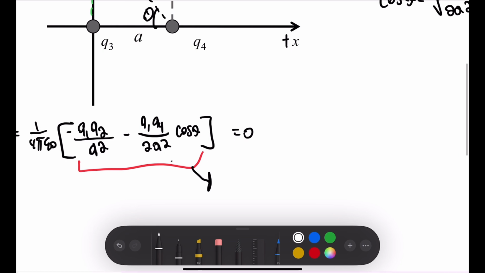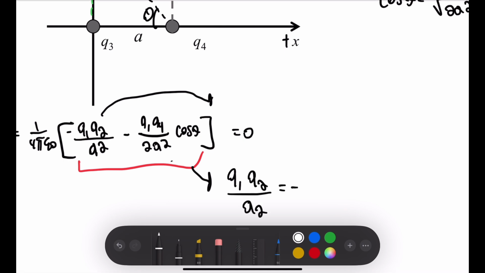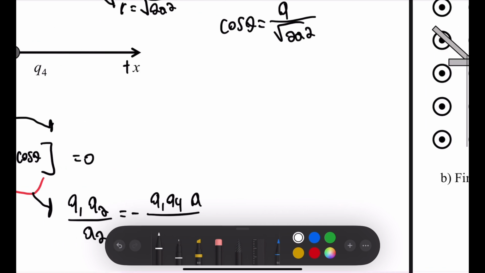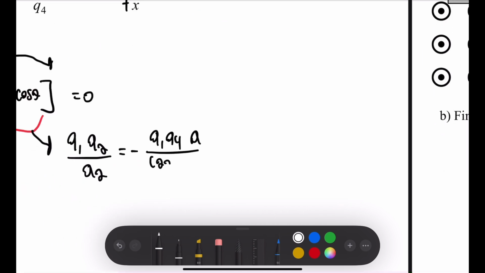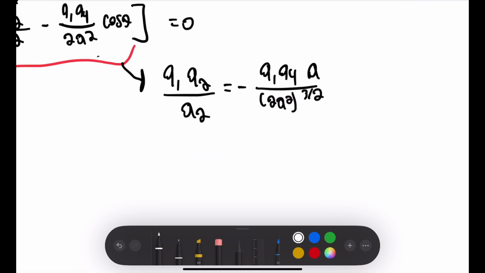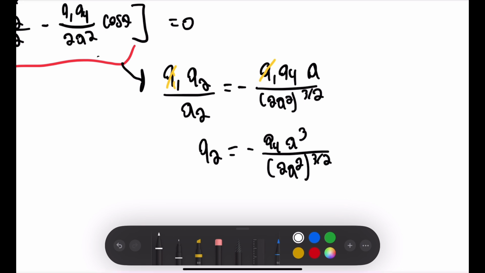I want to solve for Q1, so I'm going to move this to the right side. I get Q1 Q2 over a squared is equal to negative Q1 Q4 times cosine, so there's an extra a on the top, divided by 2a squared times the square root of 2a squared. So that's 2a squared to the 3/2. Now I multiply by a squared, and I can also divide by Q1. So I get Q2 is equal to negative Q4 a cubed over 2a squared to the 3/2.